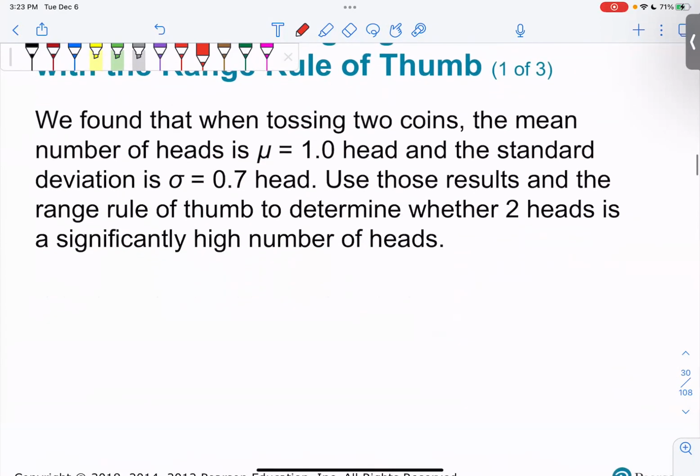So let's see this example. We found that when tossing 2 coins, the mean number of heads, mu, equals 1, which is the same example we did. And we did find sigma equal to 0.7. Use those results and the range rule of thumb to determine whether 2 heads is a significantly high number of heads or not. So let me write it down again here.